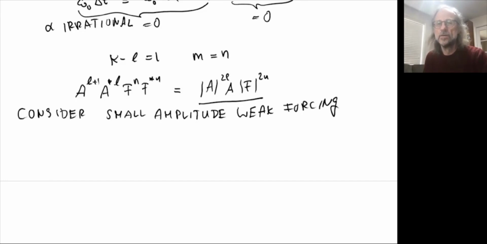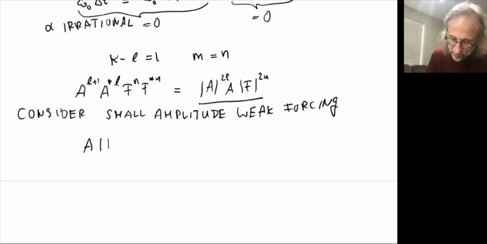And so the lowest order term in the forcing is, well, n could be 1 and L could be 0. So the lowest order term is actually a times f absolute value squared. That's the lowest order term.